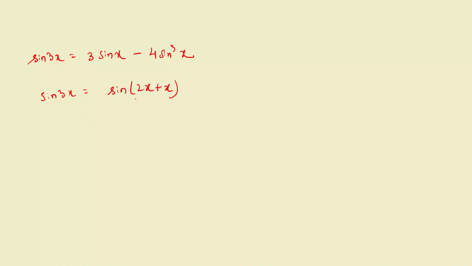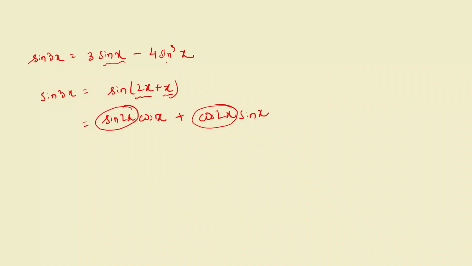Now think of 2x as a and think of x as b. Sine of a plus b is sine a cos b plus cos a sine b. So it's sine 2x cos x plus cos 2x sine x. And now we already know the formula for sine 2x and cos 2x. We have to find out everything in terms of sine x, right? We don't want any 2x or 3x like that. We have to bring it down to the lowest angle, right?